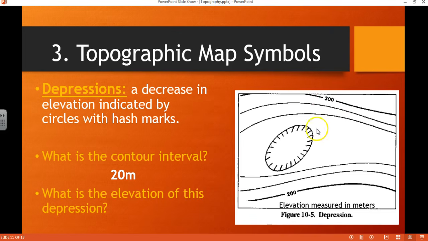Now I did not include this contour line in my contour interval because of the hash marks. So this is a depression. So what is the elevation of the depression? Well, if I go from here 200 meters to 220 meters to 240 meters, when I go to this one, the elevation is decreasing by 20 meters. So the overall elevation of my depression is 220 meters.